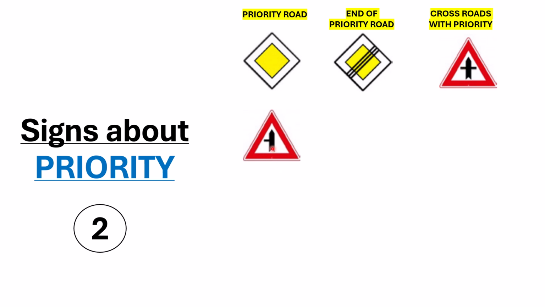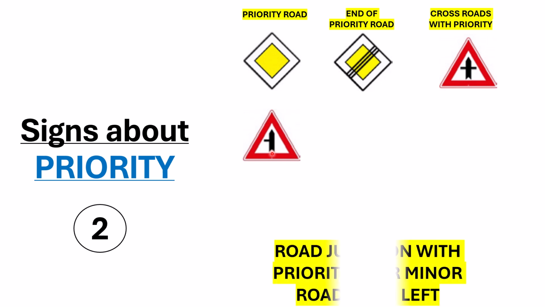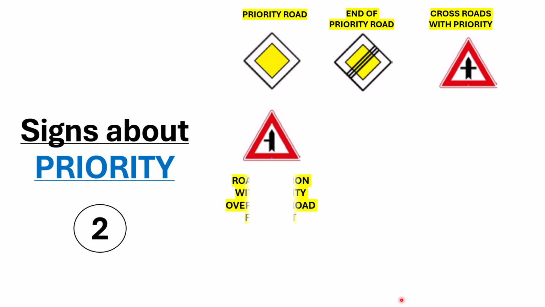This signboard is also similar to this signboard. This is a warning signboard. You are traveling on this priority road, and any traffic or driver who is coming from the left side will have to give right of way to you. So this is a road junction with priority over the minor road from the left.